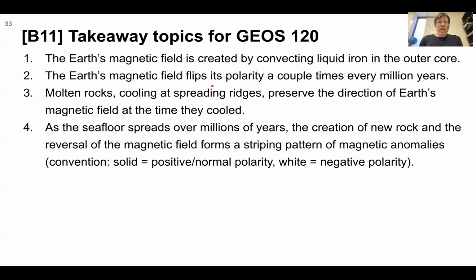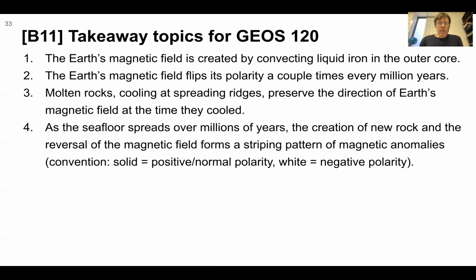Takeaway topics. The Earth's magnetic field is created by convecting liquid iron in the outer core. Didn't talk about this, but we should start with that understanding. The Earth's magnetic field flips its polarity a couple times every million years. Molten rocks cooling at spreading ridges preserve the direction of Earth's magnetic field at the time they cooled. This was put forward in 1963 by Vine and Matthews.